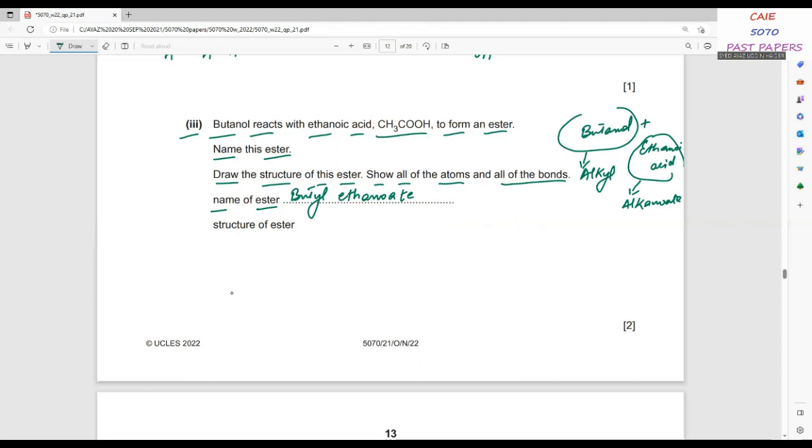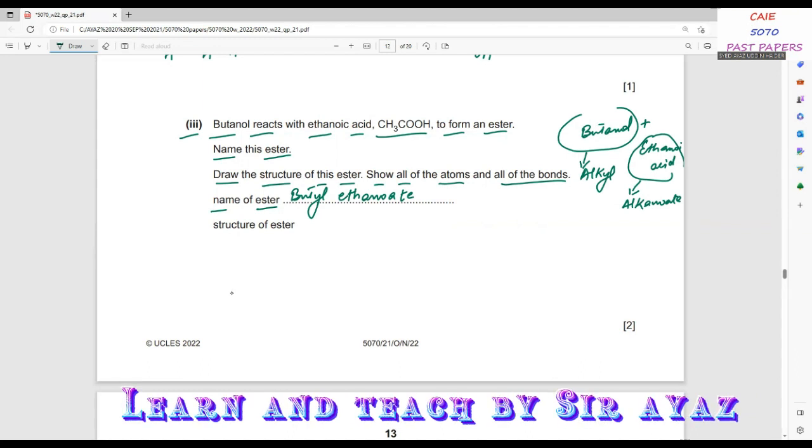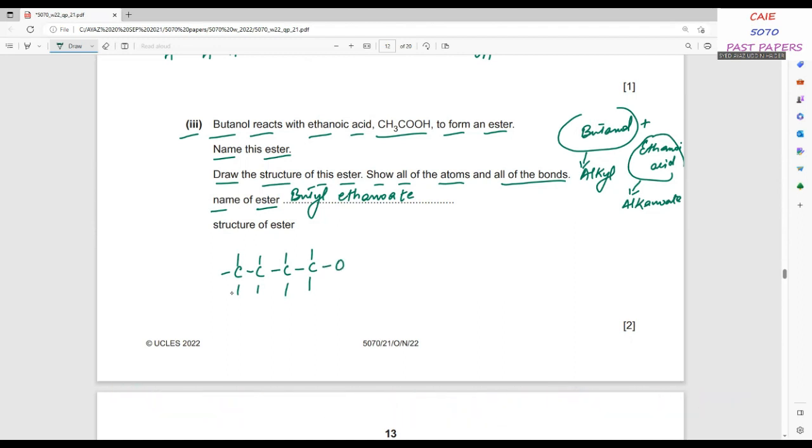So you can start drawing the structure. We have the butyl group. The butyl group will be 1, 2, 3, 4, and for the butyl group, it must have oxygen attached. Now you have the alkanoate group, which is ethanoate here. So you have carbon 1, 2. Ethanoate means 2 carbon atoms. Now I'm placing the hydrogen atoms. This is one way of drawing butyl ethanoate. Now I will show you the other way of drawing this butyl ethanoate.